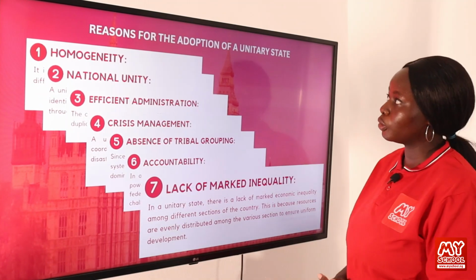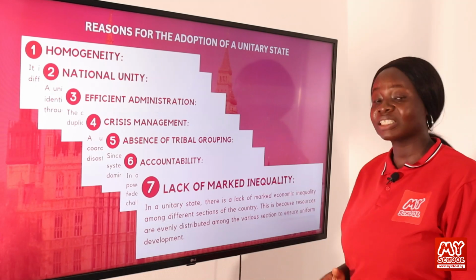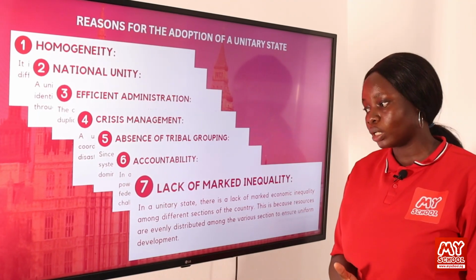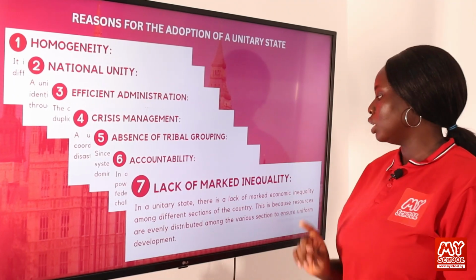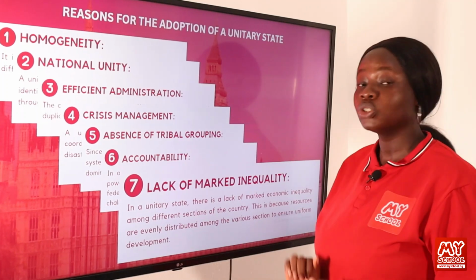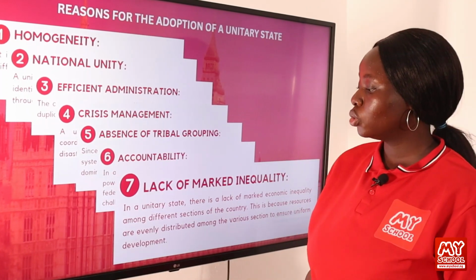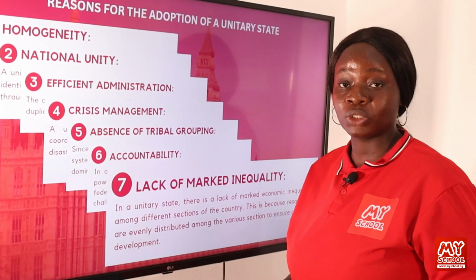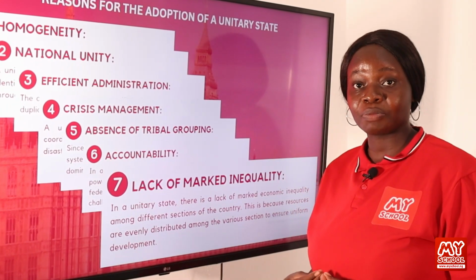Another reason for the adoption of a unitary state is the lack of marked inequality. So in a unitary state, there is a lack of marked economic inequality among different sections of the country. This is because resources are evenly distributed among the various sections to ensure uniform development. So in a unitary state, economic resources are distributed evenly among the various segments of the society.